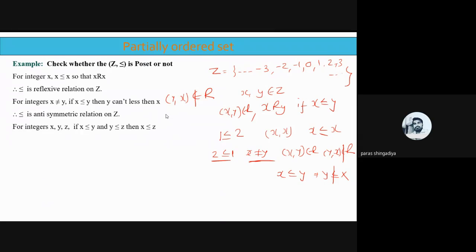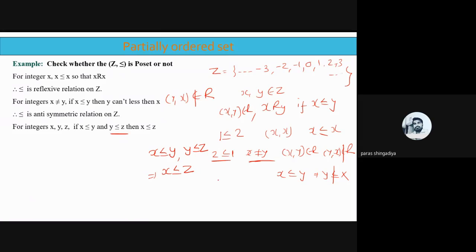And then the third one: for (x, y) belongs to R and (y, z) belongs to R, we will check that (x, z) also belongs to R. So for (x, y) in R, we can say that x is less than or equal to y, and for (y, z) in R, we can say that y is less than or equal to z. Now observe these two conditions, x less than or equal to y less than or equal to z. Based on these two conditions, we can also say that x is less than or equal to z. Because x is less than or equal to y, y is a bigger value there, and bigger than y is z. We can easily say that x is also less than or equal to z.